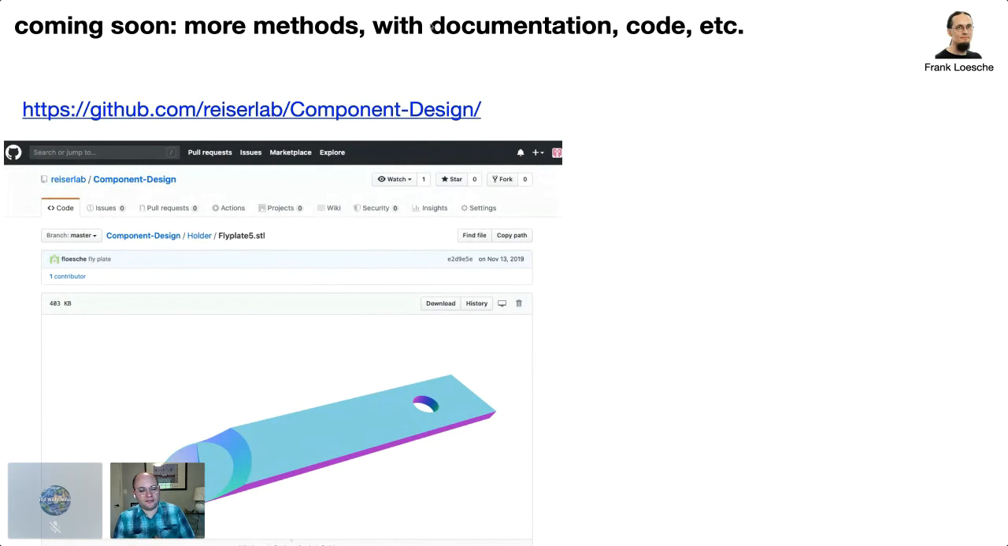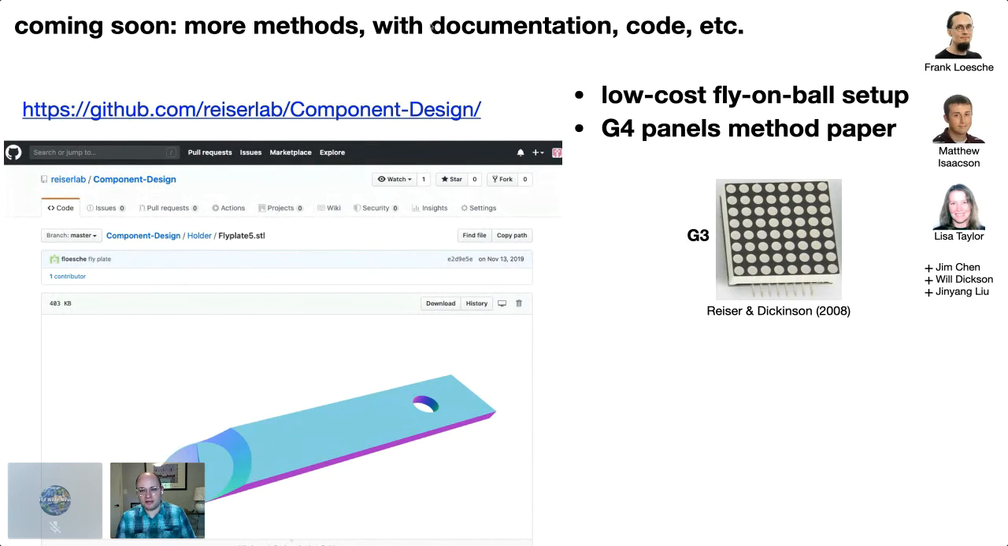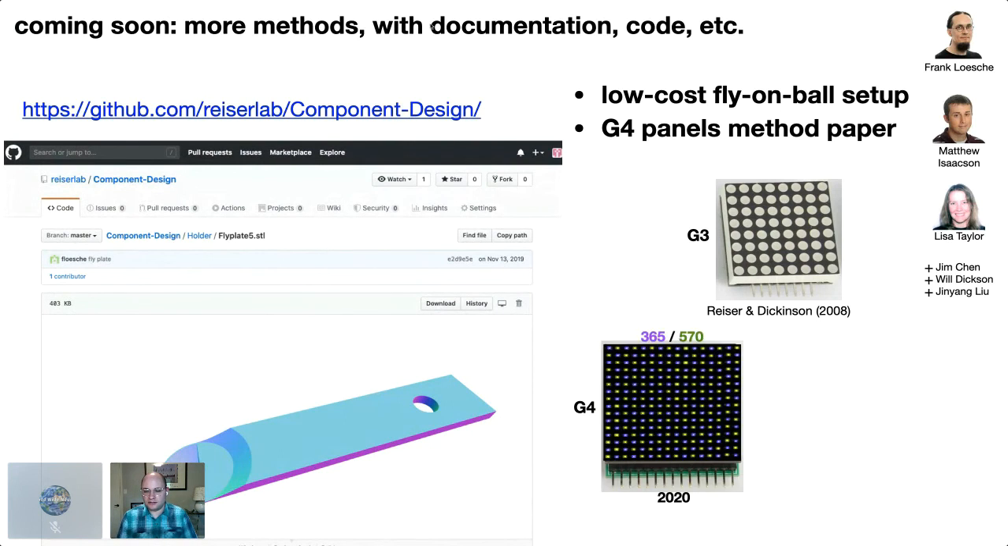So things like our fly holders, the fly on the ball setup, et cetera. And in the next year, we'll have a couple methods papers out. So we're trying to make these methods easier to reproduce and cheaper and more accessible to people. And we'll have an update on our visual displays. So keep an eye out for those methods papers.